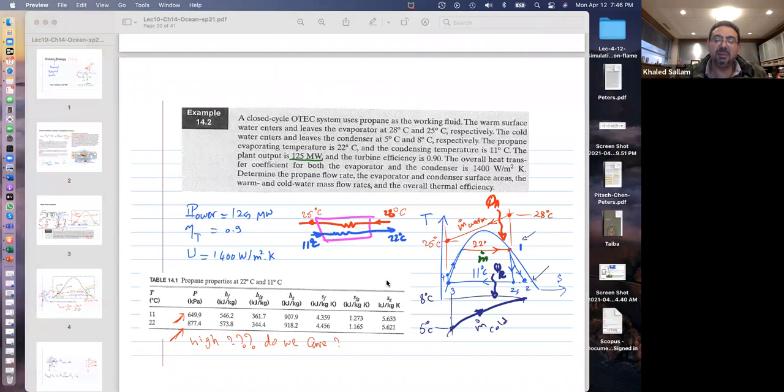What complicates the problem sometimes is the exotic fluid that they use. It's not water, so you have a hard time getting the properties. And so when I gave this problem last time, I didn't want the students to spend time trying to find the properties. So I basically gave them the properties in the problem statement. So then they spend all the time really doing the analysis rather than asking what is the h, what's the h, what's the h, right? So when you look at this problem, it says propane, and it's boiling at 22 and condensing at 11.